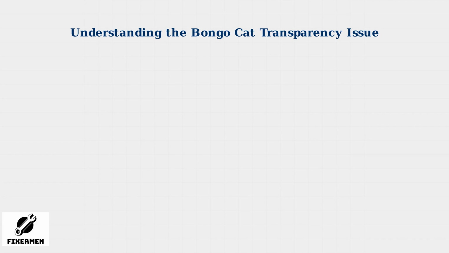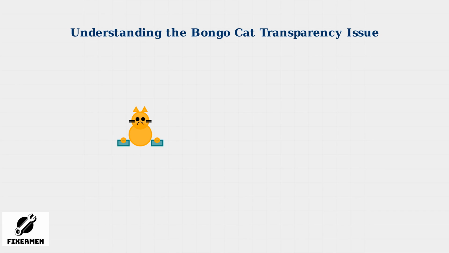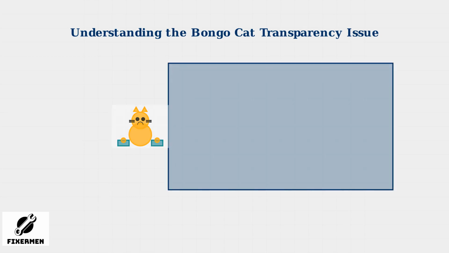Let's start by understanding what Bongo Cat is and the common problem that affects its use in streaming. Bongo Cat is a web-based animation tool where a cat appears to play bongos. It's designed to respond to keyboard inputs with fun, looping animations. The common problem with Bongo Cat is that when used as an overlay in streaming software like OBS Studio, it displays with a solid background, usually white, instead of being transparent. This disrupts the visual appeal of your stream.